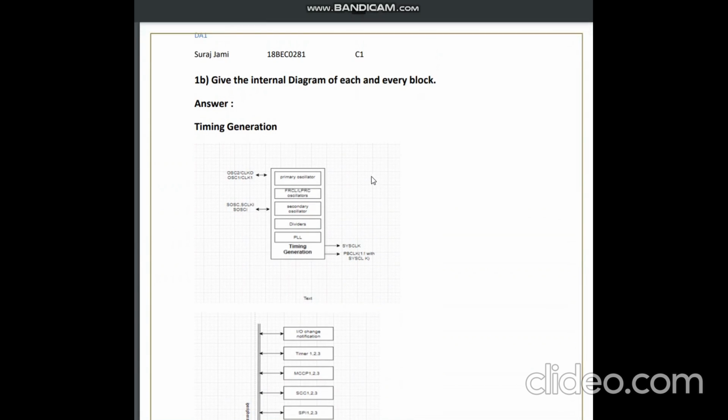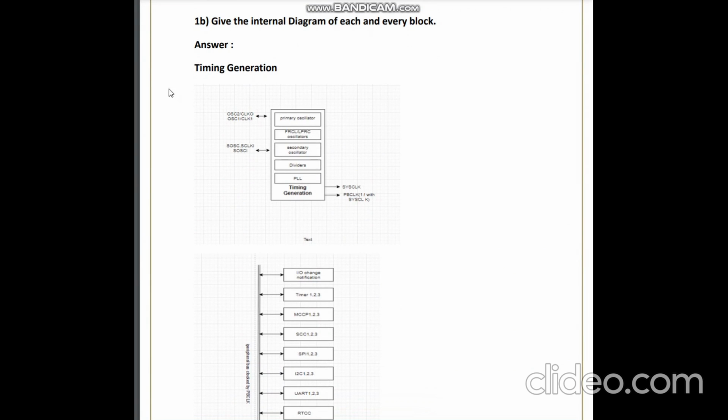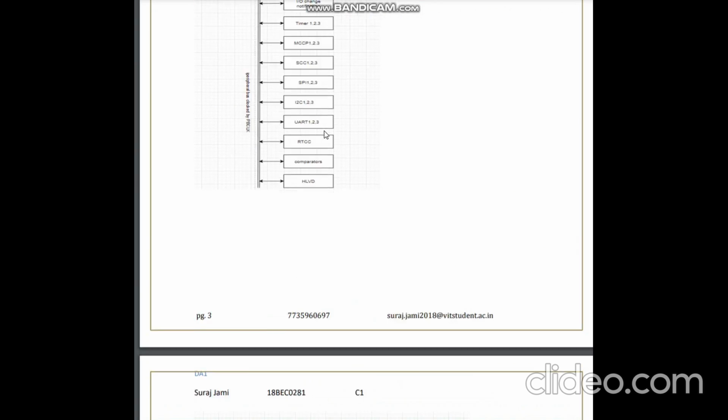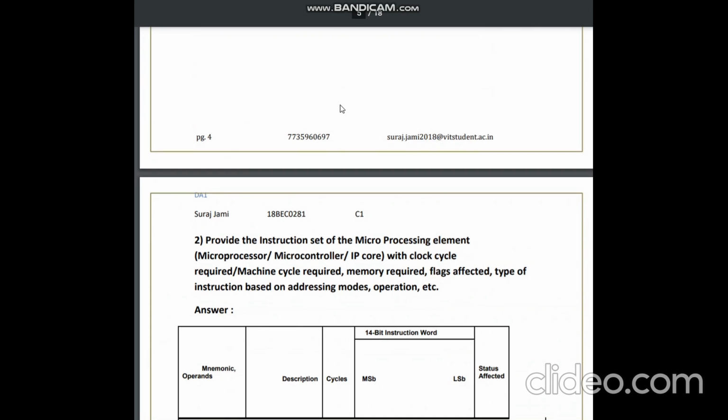So, question part B is to give the internal block diagram of each and every block. The answer is very easy. The first one is timing generation, and we have every internal block diagram that I explained before.